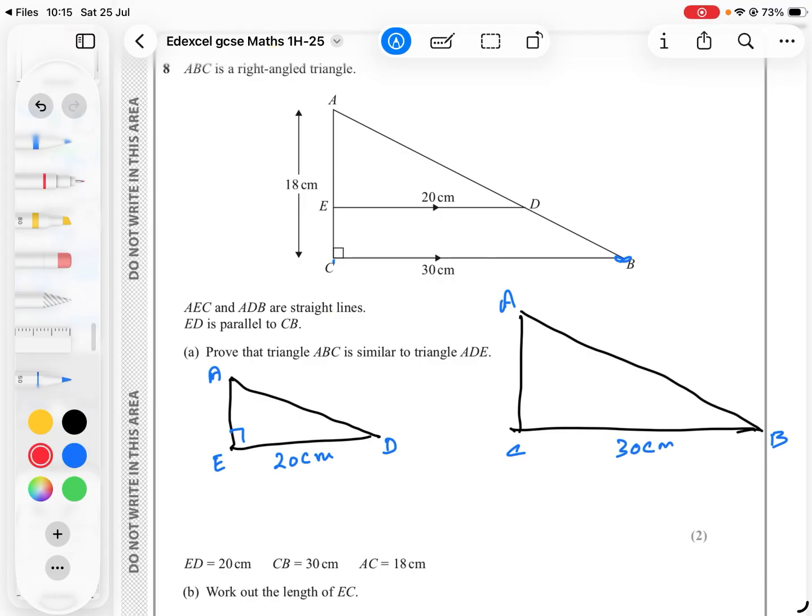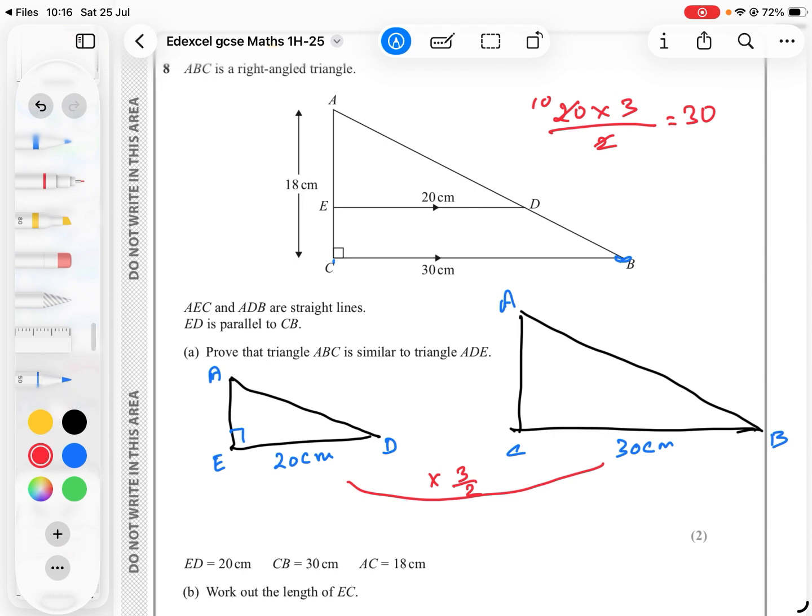You can see clearly, 20 times how much? 20 times, if you want 1.5, the scale factor is 3/2. So 20 times 3/2, which is 1.5, equals 20 divided by 2, 10. 10 times 3, 30. So the scale factor is 3/2.